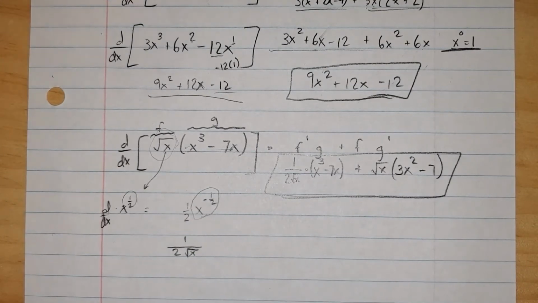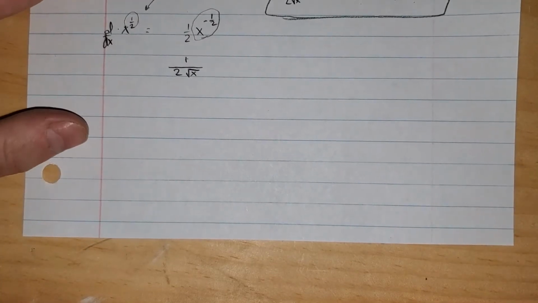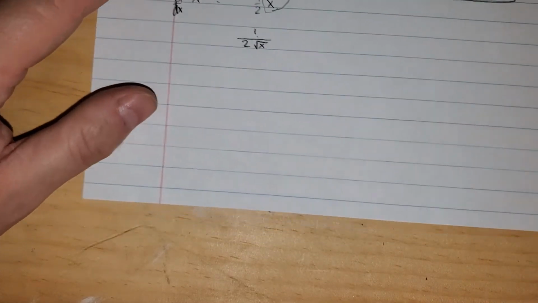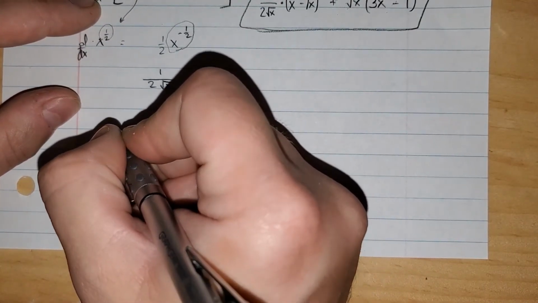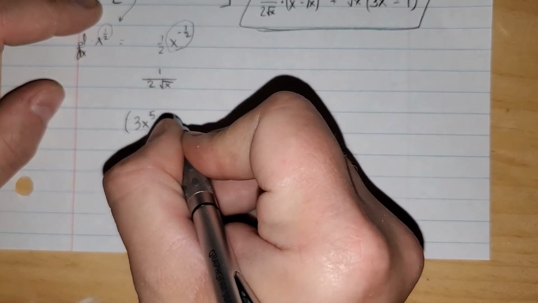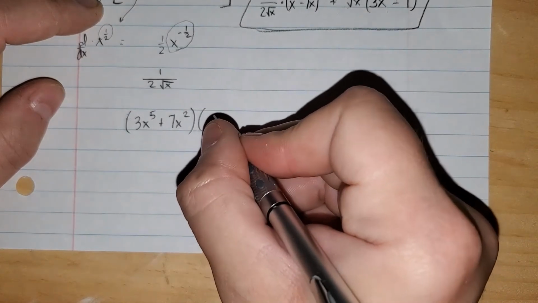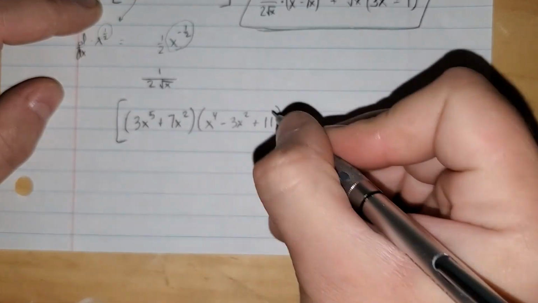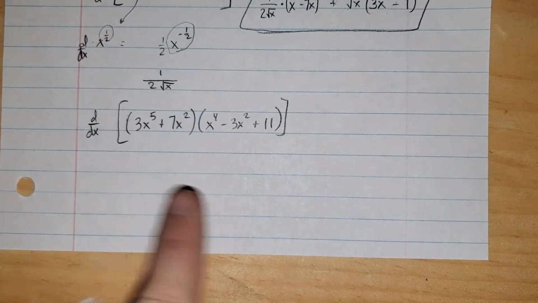Okay, bam, product rule. Okay, let me give you a different one, one that I think is a little more kind of with how you would use this. So let's say we've got 3x to the 5th plus 7x squared times x to the 4th minus 3x squared plus 11. And we've been asked to find the derivative of this. Now again, you could multiply these two.